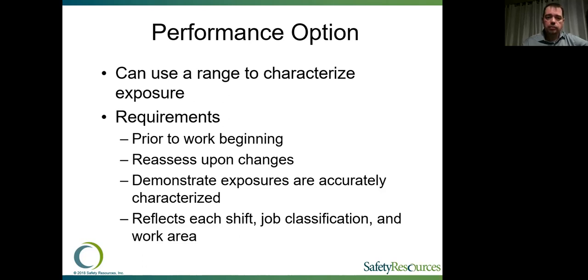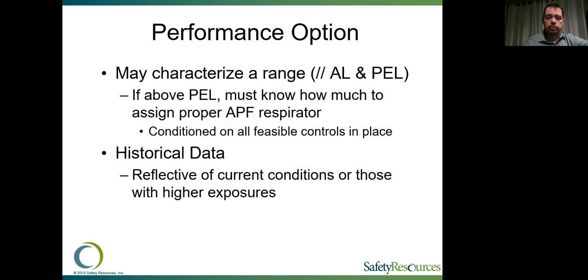With the performance option, we also need to make sure that we're reflecting each shift that's being worked, the job classification, the work area, and the type of work being performed. And like I said, we can characterize a range, not specifically with a hard number, but we can look at it and say the exposure may be between the action level and the permissible exposure limit. If we have any performance option being used, and it's determined to be above the permissible exposure limit, we need to know exactly how much it's above that so that we can make sure we have the right assigned protection factor on the respirator that's being given to the employees or that is required to be used.